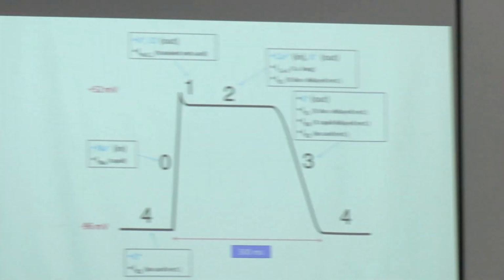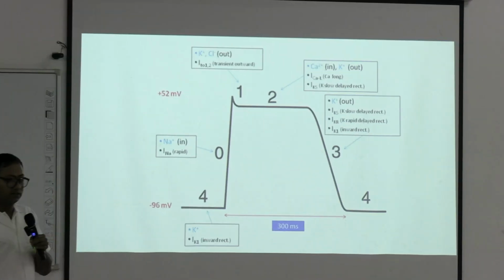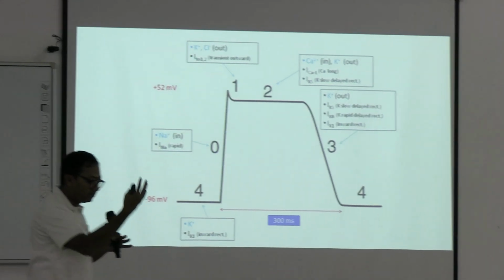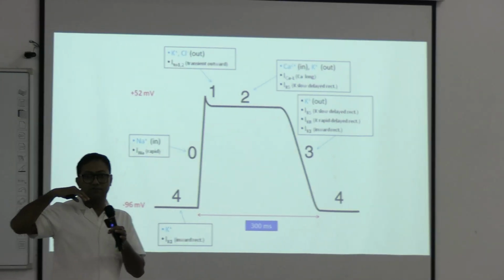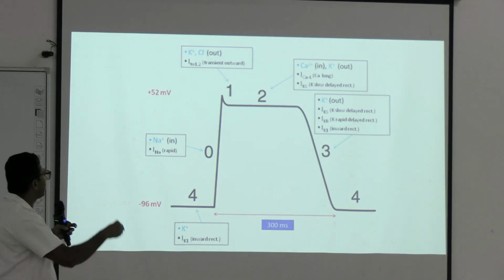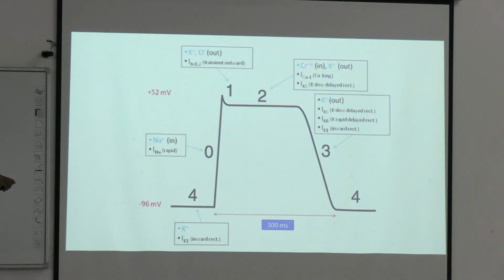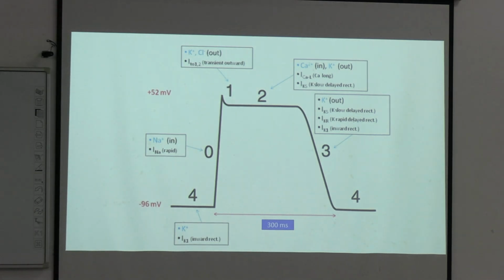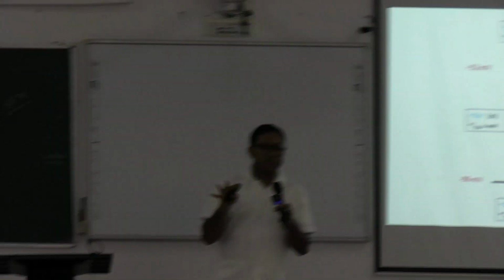Phase 2, which is the plateau phase, means the voltage is not changing. Some positive ions are coming in, some ions are going out, making a perfect balance so that the voltage is not changing. So what is happening in phase 2? Calcium in, potassium out. It makes a perfect balance so that the membrane voltage is not changing, and you get a plateau. So this is the isoelectric phase. There is no change in membrane potential during that period.